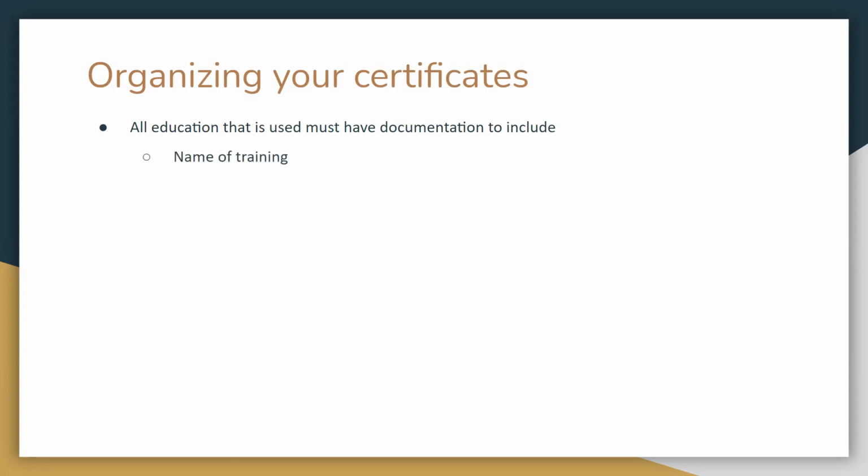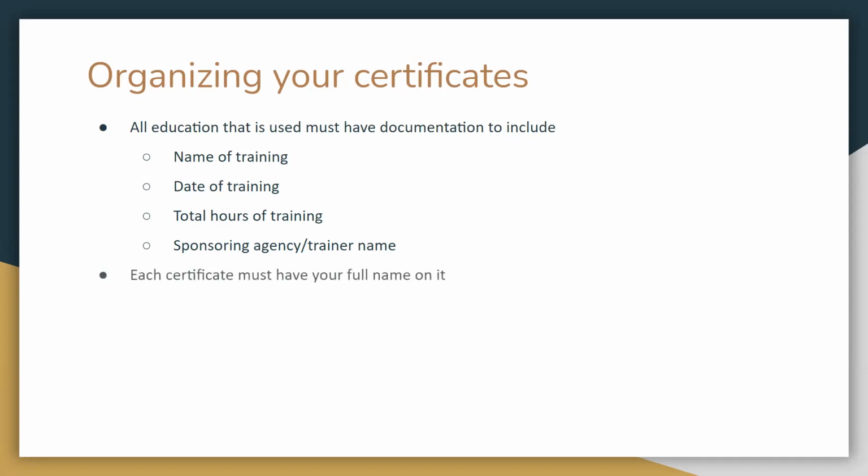And that documentation needs to include the name of the training, the date of the training, the total hours. I know so many places don't put that on there, and you've got to have that on there. And then the sponsoring agency or trainer name. So, whether it's through Prevention Action Alliance, Prevention First, or whether it says Nicole Schisler or Christy Valentini Lackner, whoever the trainer is, one of those things has to be on there.